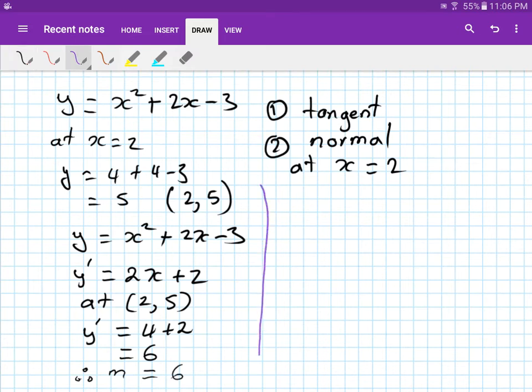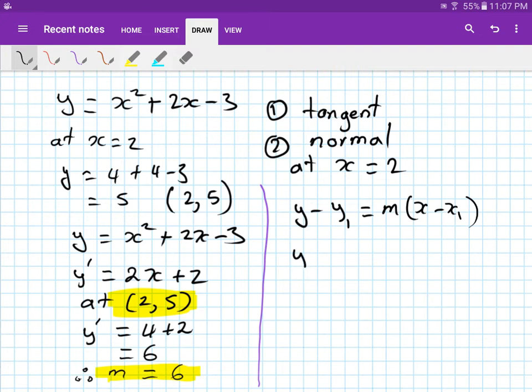Now I just do it on here because I run out of space. Now step number 3, what do I have to do? Because I've got the gradient already, to find the equation of the tangent is just using this equation here: y minus y1 is equal to m(x minus x1). Now the gradient is 6, and the point is (2, 5). So all I need to do is substitute this in.